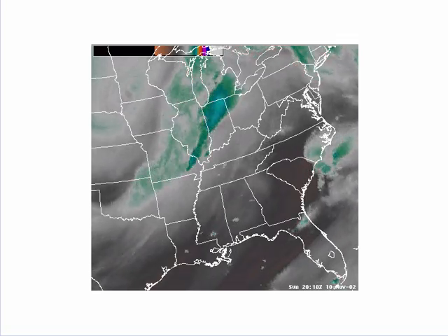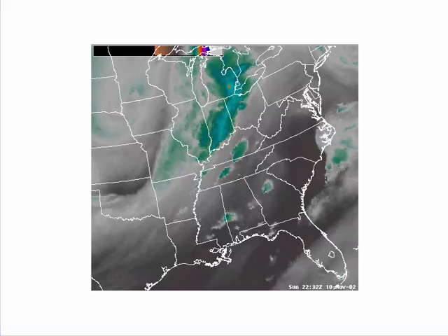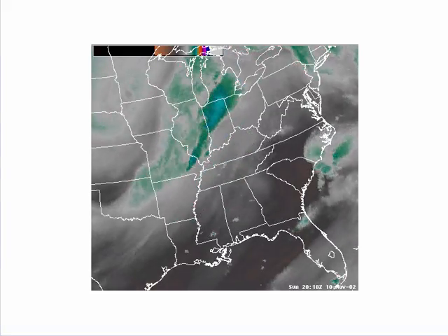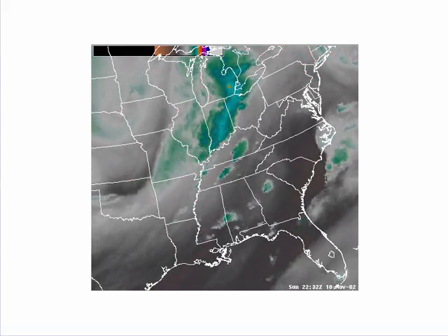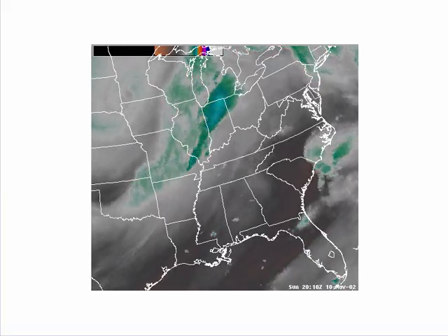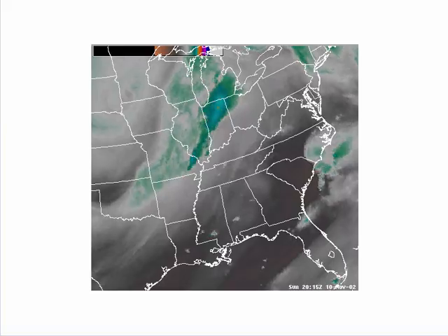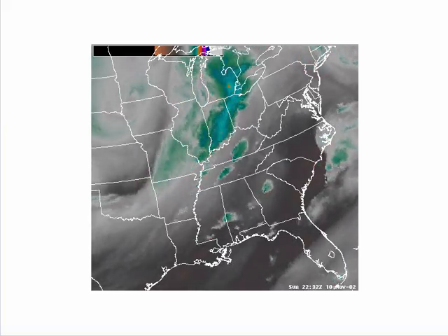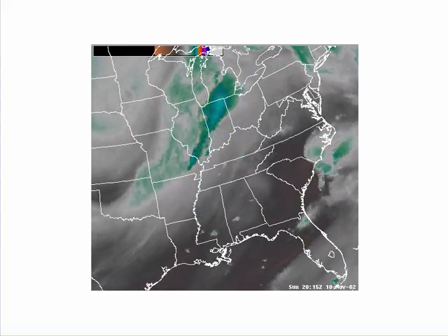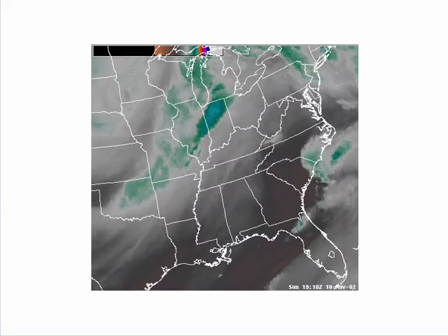So here we have a water vapor loop which runs from 1900 on November 10th to 23:15, most of the afternoon over the southeastern U.S. And what we're looking for is a short wave coming in for the evening hours, and there's plenty of clues that that's coming in. Let me just walk through the loop and show you what those clues are. It's kind of a weaker shortwave.